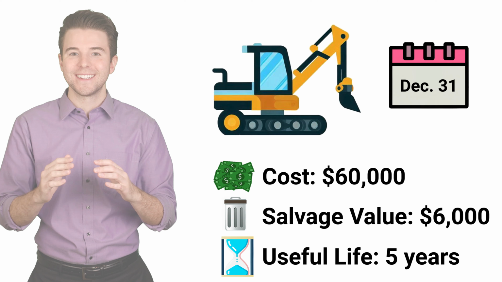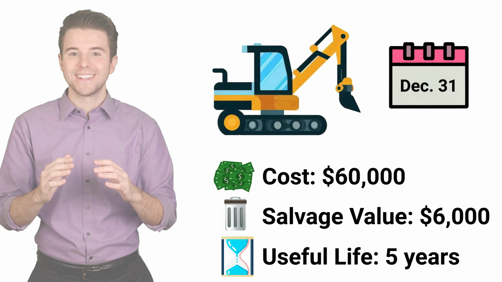The first one is cost, which simply refers to the cost of the asset and any other necessary and reasonable costs to get it ready to be used, like assembling and testing costs. The second factor is salvage value, which is the asset's estimated value at the end of its useful life. This is usually the amount the owner would expect to get for trading it in, selling it, or disposing it.